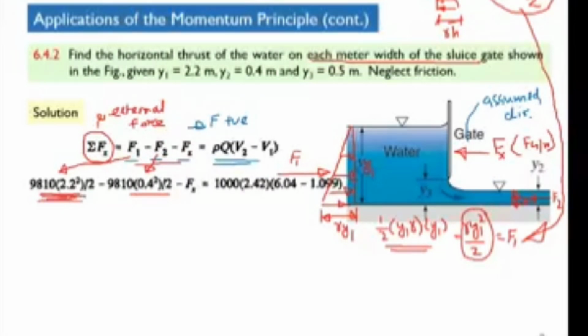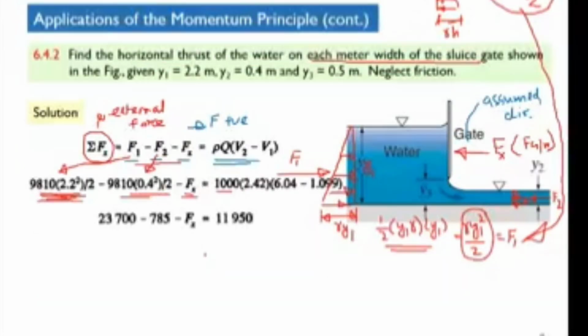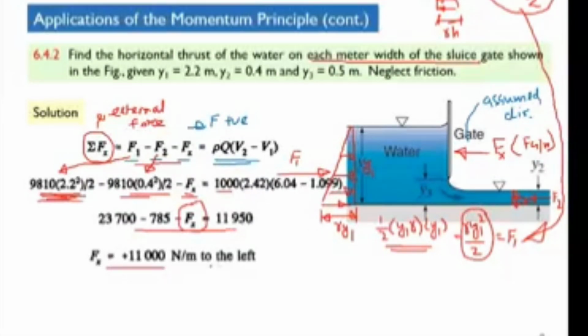So now F1 is equal to this, F2 is equal to this, Fx we need to calculate, rho is 1000 kilogram per cubic meter, and Q we already calculated here, and we already know the velocities. We already calculated velocities v1 and v2 and Q, so you can put them here. The only unknown is this Fx, so now we can calculate it. So Fx is 11,000 Newton per meter, and we get a plus sign here. It means that the assumed direction is correct. We assumed it to act to the left, and we get a positive sign, so the assumed direction is correct.